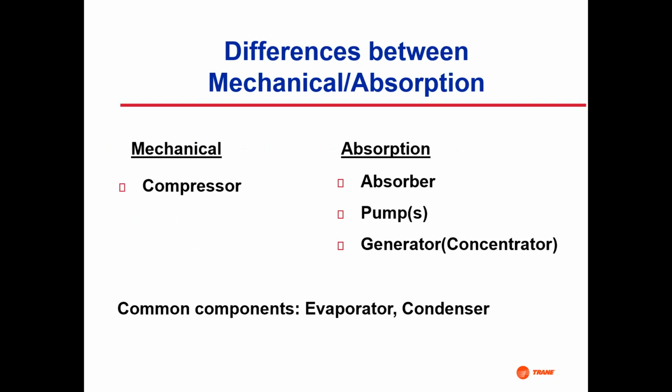Okay, so the main differences between these slides, called mechanical or vapor compression, and the absorption cycle. In the vapor compression mechanical cycle, we have a compressor. In the absorption cycle, we lose the compressor and we pick up an absorber, pumps, and a generator or concentrator. It's called by different terms. So the common components to both cycles are the evaporator and the condenser.